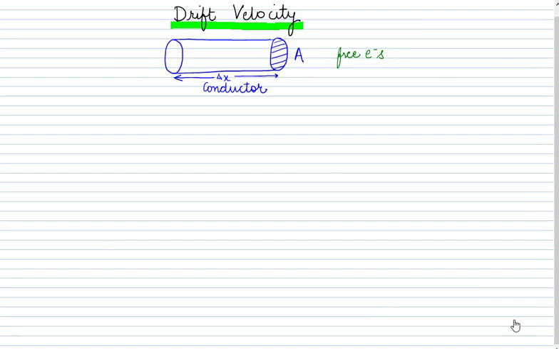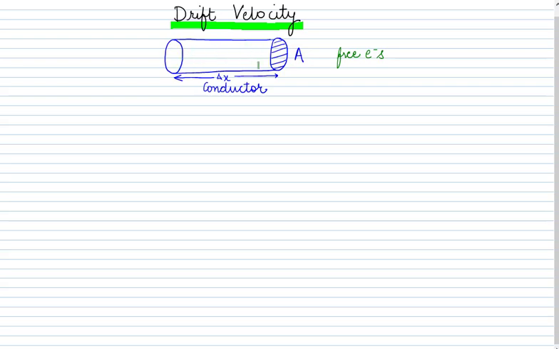Now come to the most important topic, drift velocity. So what is the drift velocity? It is a type of velocity through which electrons are drifted. First we go through it and then I'll make you clear why it is called a drift velocity.